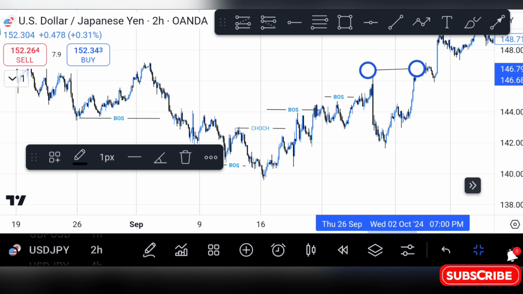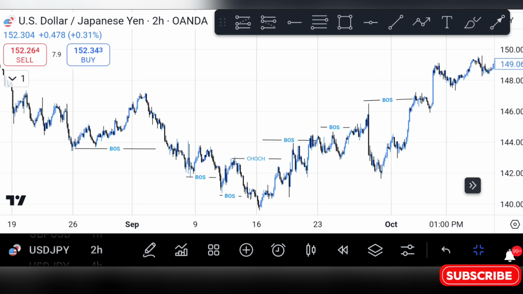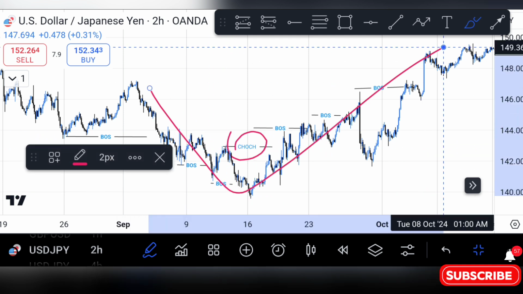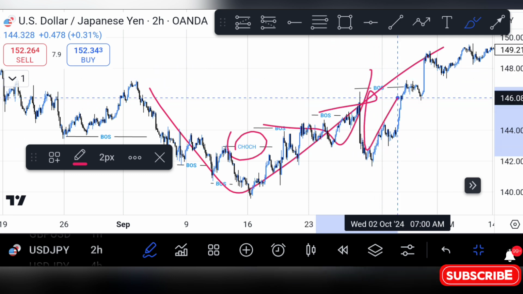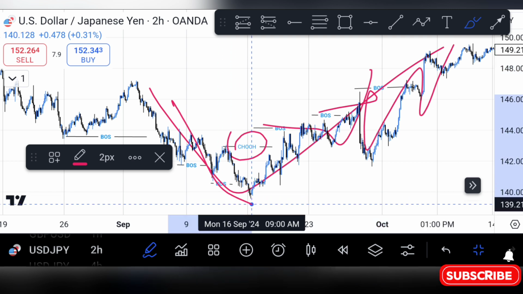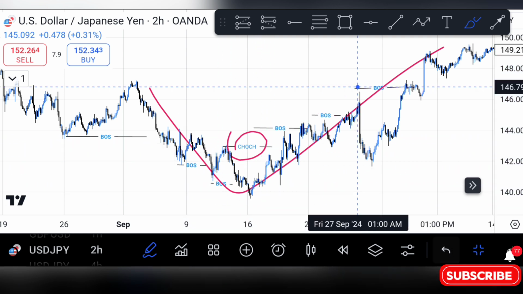Okay, so the takeaway here is anytime there's a break of structure, there's a trend continuation, and anytime there's a change of character, there's a trend reversal. Break of structure, trend continuation, break of structure, trend continuation. But anytime there's a change of character, that is where there's a trend reversal. So that is how break of structure and change of character work in the market.